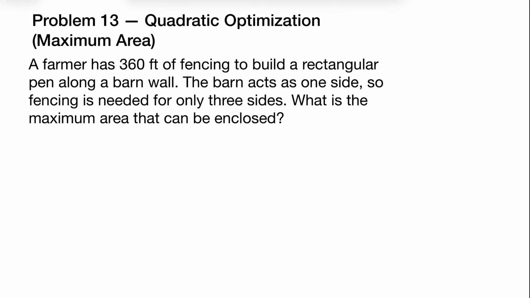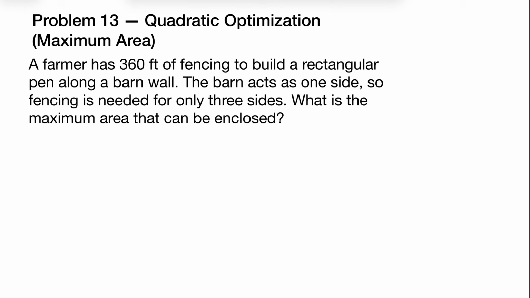Hello, in this lesson we will be solving a quadratic equation involving maximum area. The problem says a farmer has 360 feet of fencing to build a rectangular pen along a barn wall. The barn acts as one side, so fencing is needed for only three sides. What is the maximum area that can be enclosed?